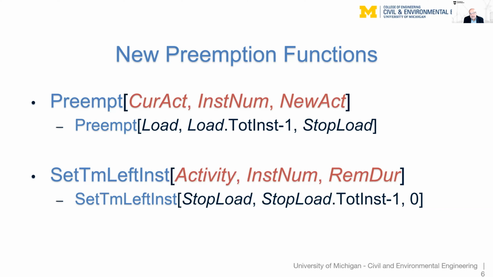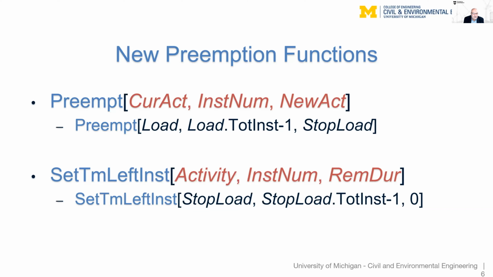So to preempt an activity called load, we would say preempt load. And then after that, we have load.instance, total instances minus 1, which is the number of the last instance of activity load. And then stop load is the new activity that will be started at that point in time.